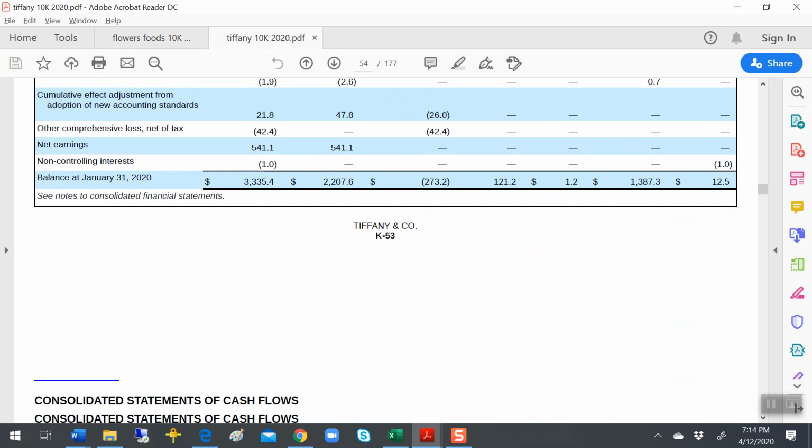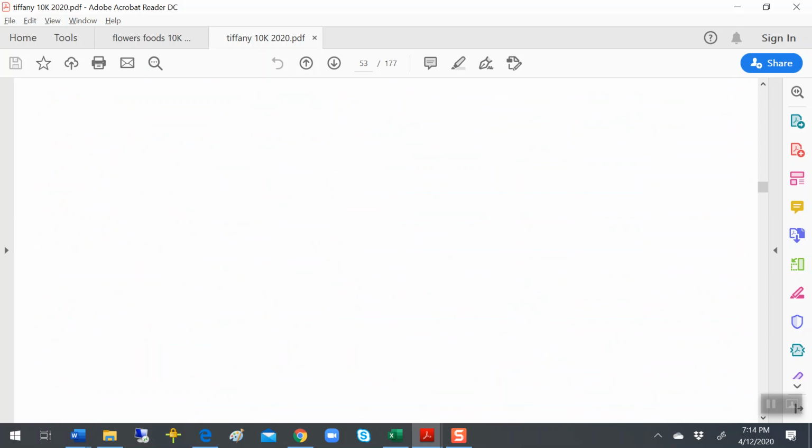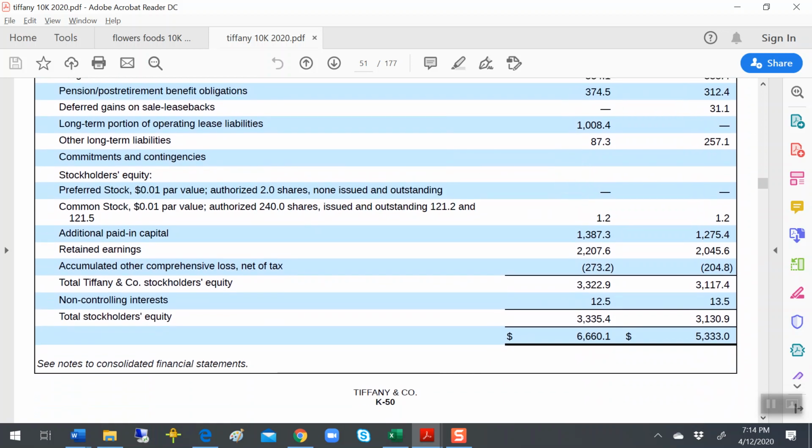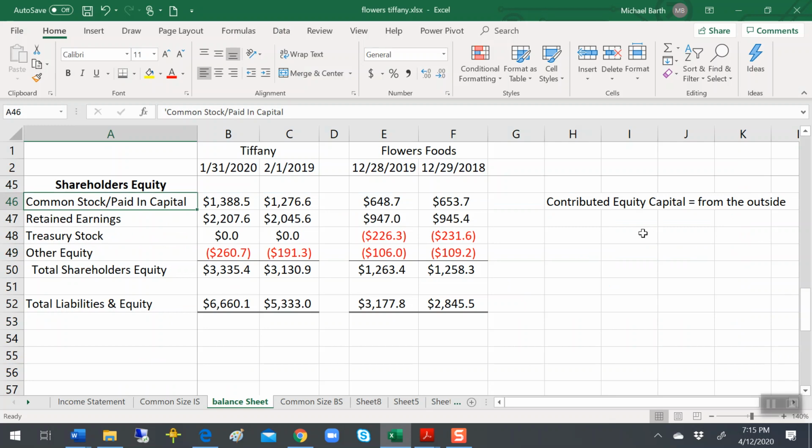Let's look at Tiffany. Tiffany is calling theirs common stock with a penny par value, $1.2 million, and additional paid in capital, that's the $1,387,000,000 of money that they got. So if you add those two numbers together, that's the amount of money that people actually gave to Tiffany's in exchange for shares of stock.